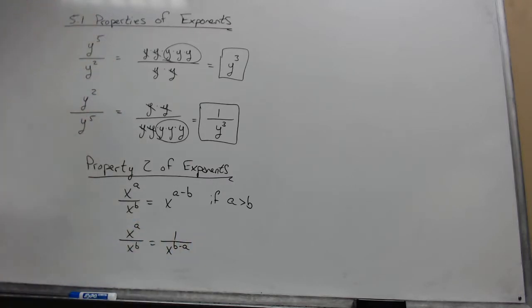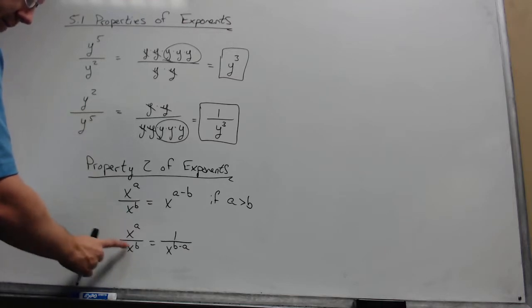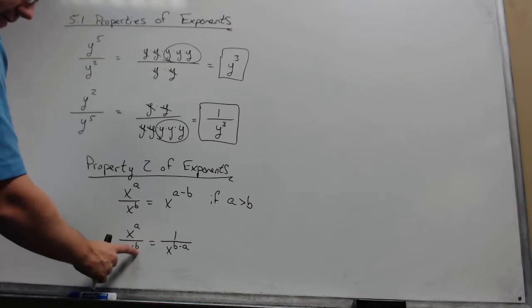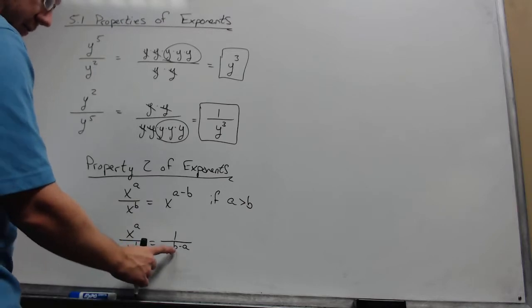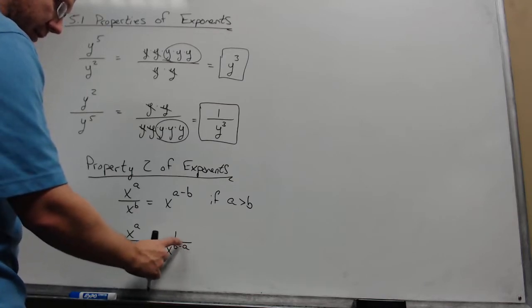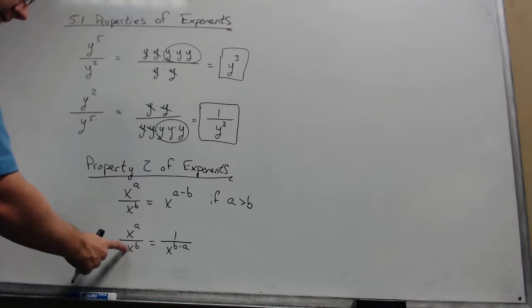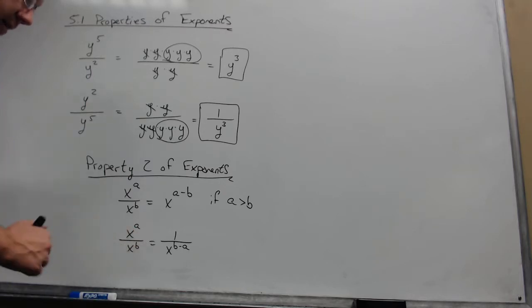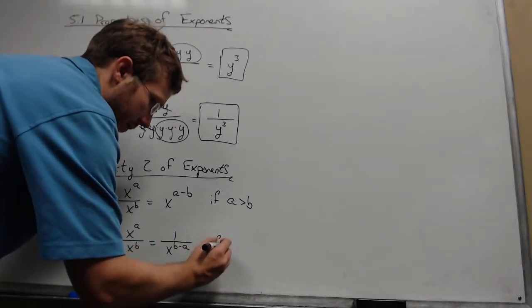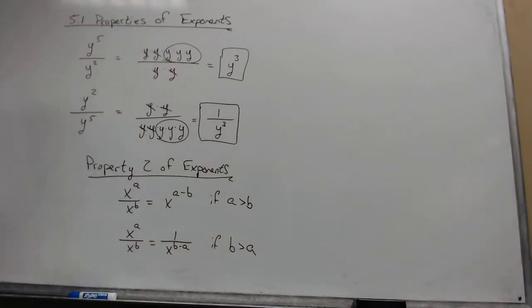Right, the alternative generic definition here would be, if my denominator has a bigger exponent, I'm going to want to use my bigger exponent minus my smaller exponent, and all those remaining x's are going to be left in the denominator, because I have more x's in the denominator when b is bigger than a. So if b is bigger than a, we can use this alternate definition.